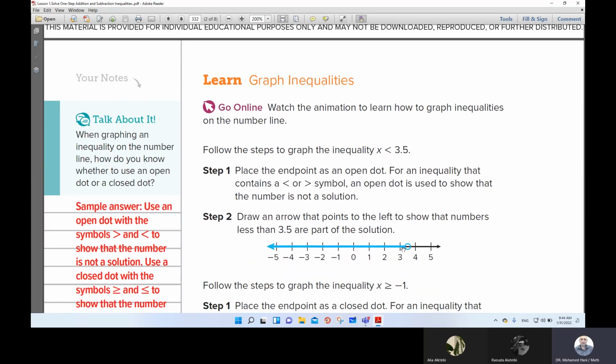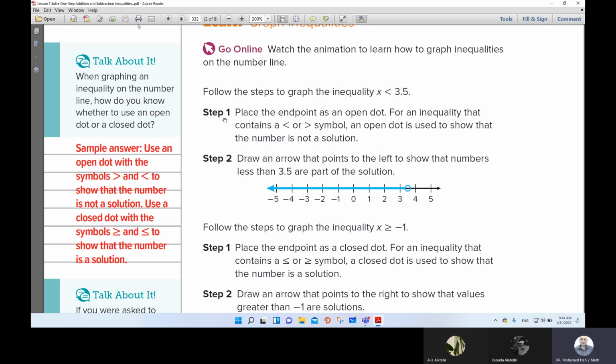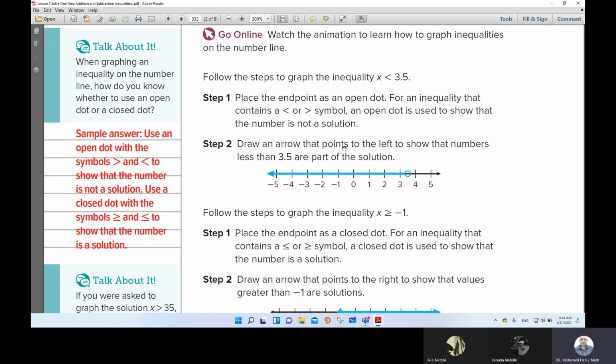The second idea in this lesson: graph inequalities. Follow the steps to graph the inequality x less than 3.5. Step 1, place the endpoint as an open dot for an inequality that contains a less than or greater than symbol. An open dot is used to show that the number is not a solution. Then draw an arrow that points to the left to show that numbers less than 3.5 are part of the solution.